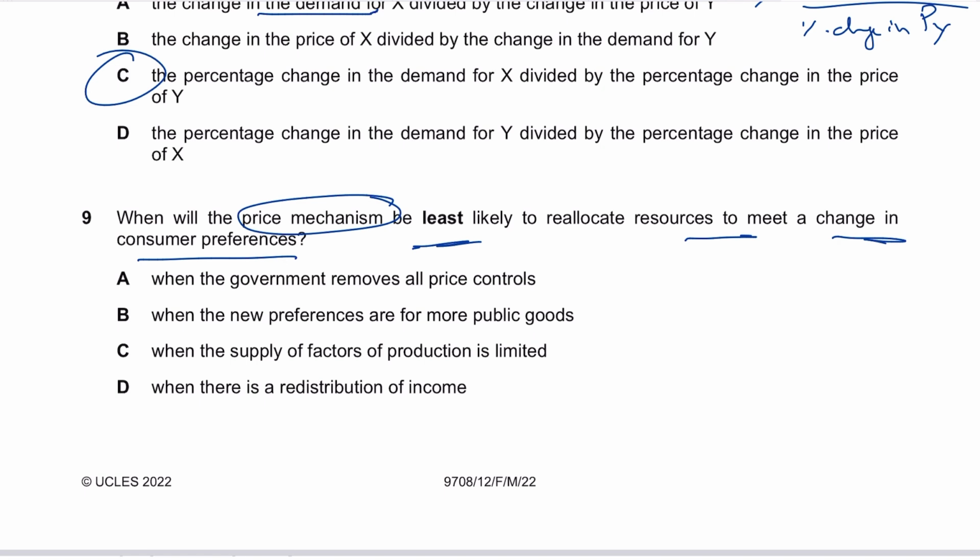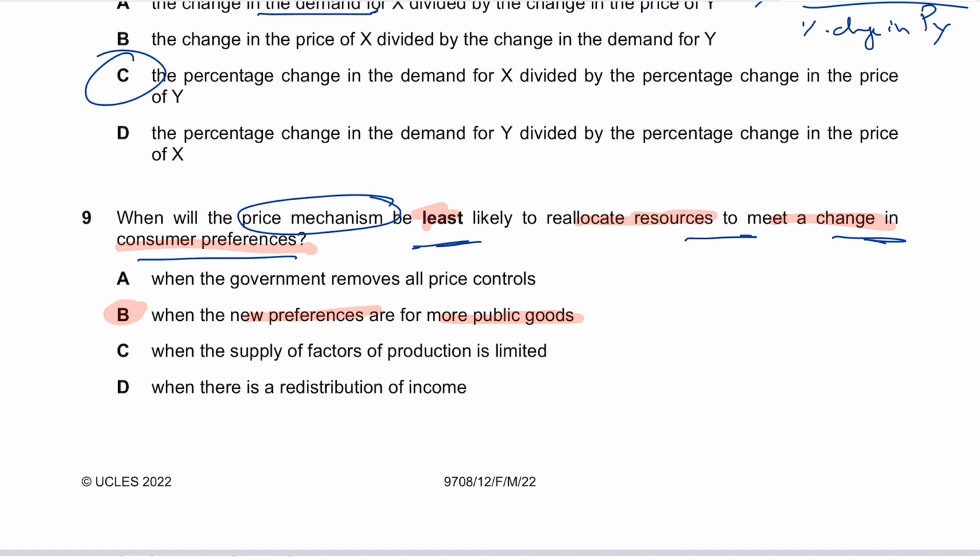So when will the price mechanism be least likely to reallocate resources to meet a change in consumer preferences? The answer for this should be B, because if consumers are preferring more public goods, which obviously they do, it's not that consumers don't prefer public goods, but the free market does not provide public goods, because the problem with public goods is that they suffer from the free rider problem, right? And the free markets do not provide them due to lack of profit motive, and hence the price mechanism will not allocate resources in that direction, even if the demand for public goods is rising, right?